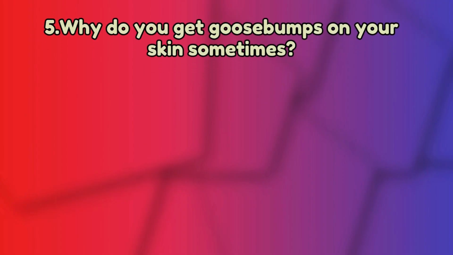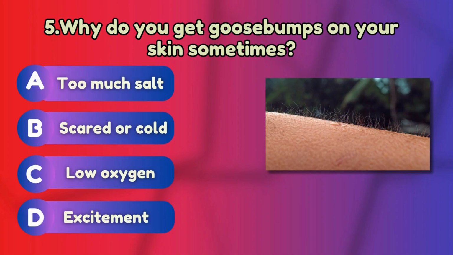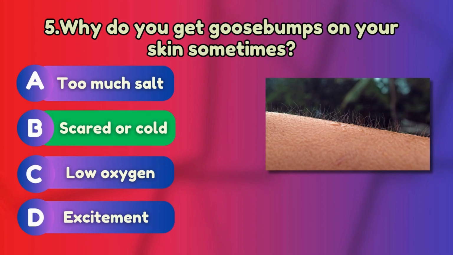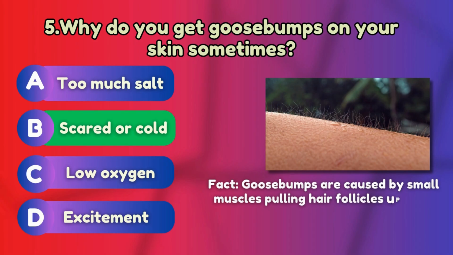5. Why do you get goosebumps on your skin sometimes? A. Too much salt. B. Scared or cold. C. Low oxygen. D. Excitement. Right answer, scared or cold. Fact: goosebumps are caused by small muscles pulling hair follicles upright.